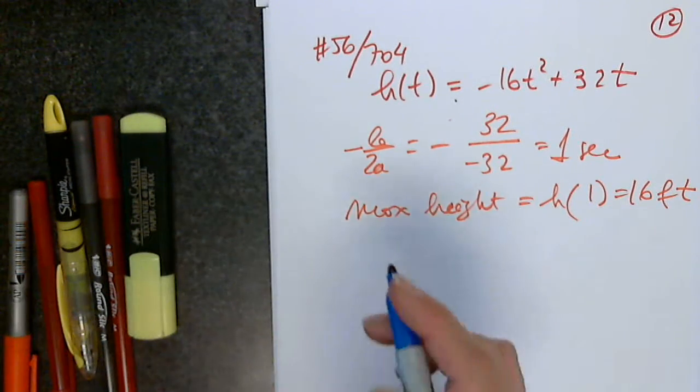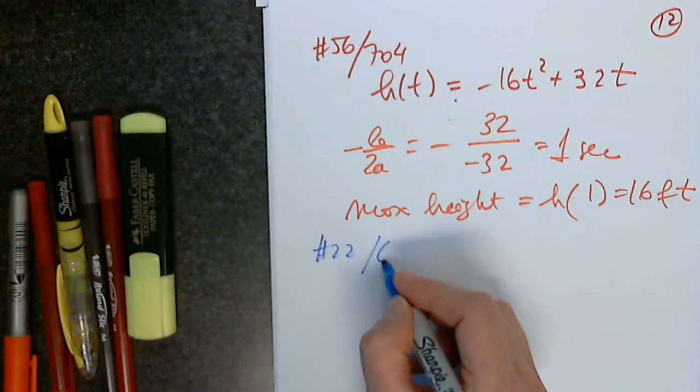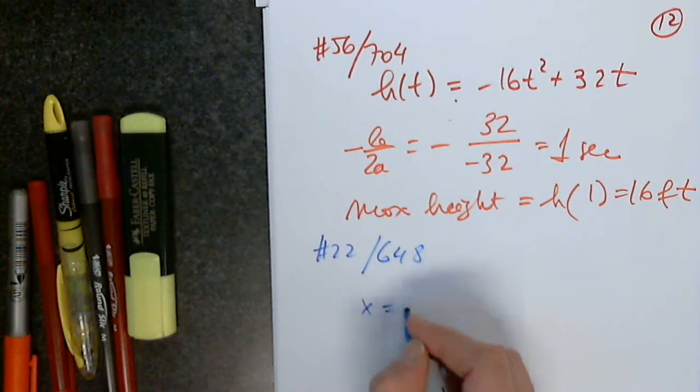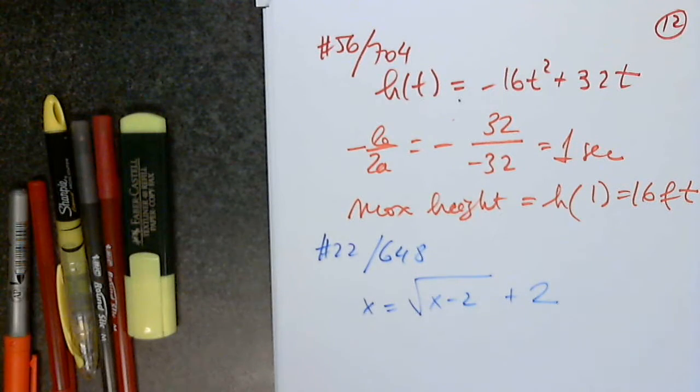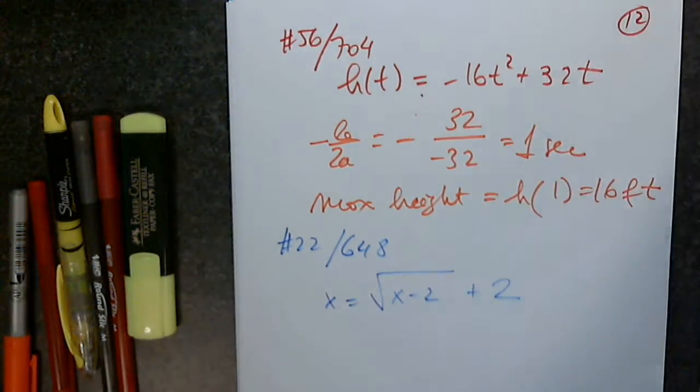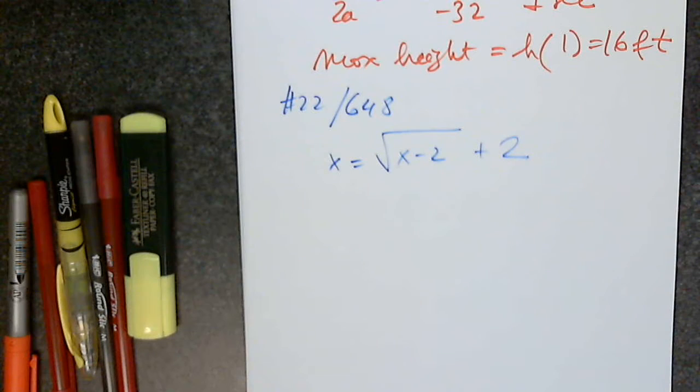Let's start with solving equations. Problem 22 on page 648. X equals the square root of x minus 2 plus 2. What type of equation is this? It's not linear, it's not quadratic, it's not absolute value, but what is it? Right, radical. Good. It's a radical equation. Very good. So let's solve this radical equation, please.